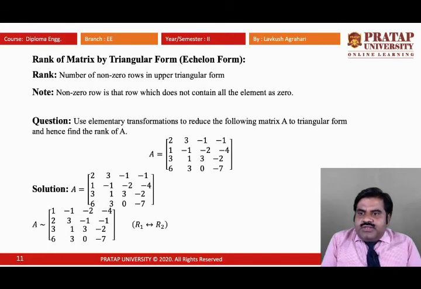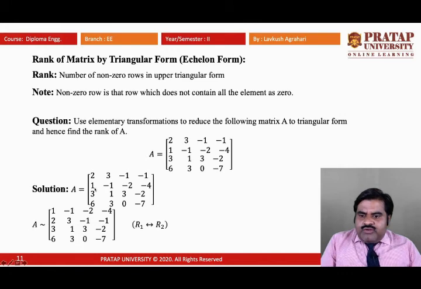Now we are going to study the rank of the matrix by converting the matrix into triangular form, or we can say echelon form. In echelon form, the rank is the number of non-zero rows in the upper triangular form, and a non-zero row is a row which does not have all its elements as 0. To elaborate this, we have an example. The example says: use elementary transformations to reduce the following matrix A into triangular form and hence find the rank of the given matrix.